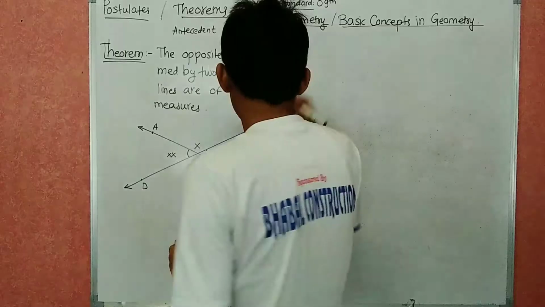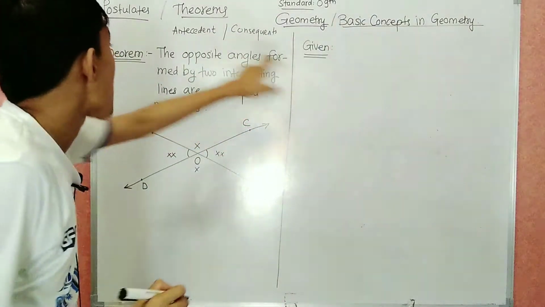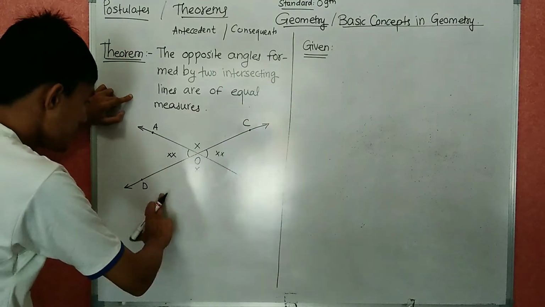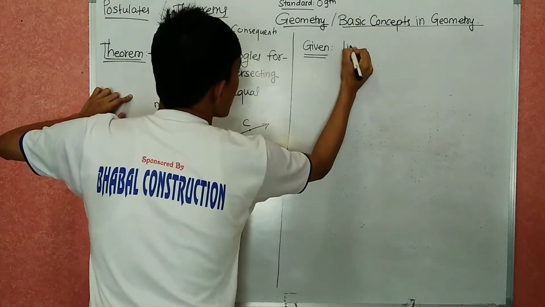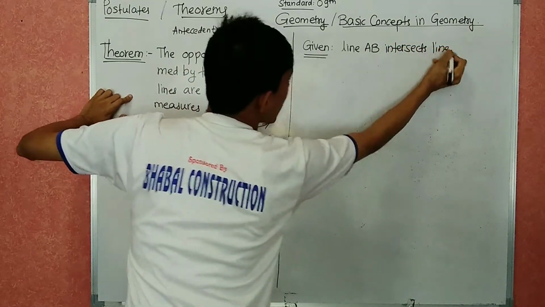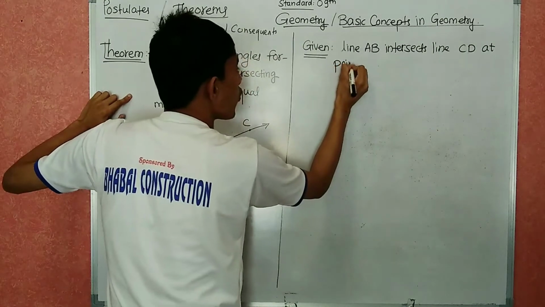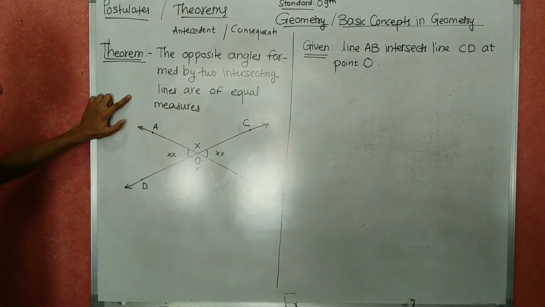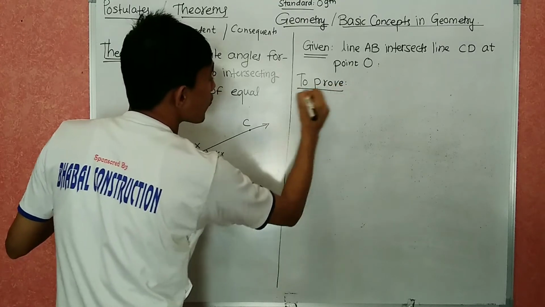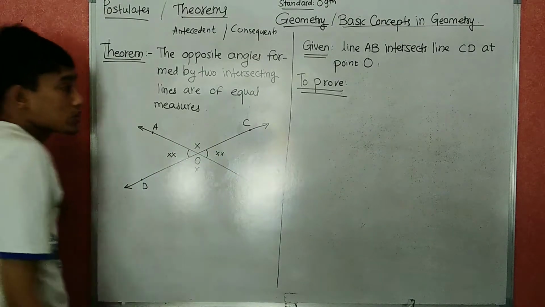First we will write the given. It is important, and whatever we write in the given will be our antecedent. What is given? That AB is intersecting DC at point O. We will write: line AB intersects line CD at point O. Now what we have to prove? We have to prove that these two pairs of angles are equal, so we will write two proofs.